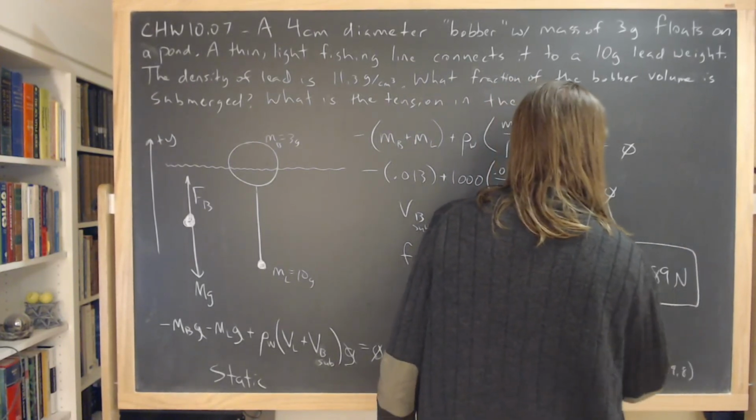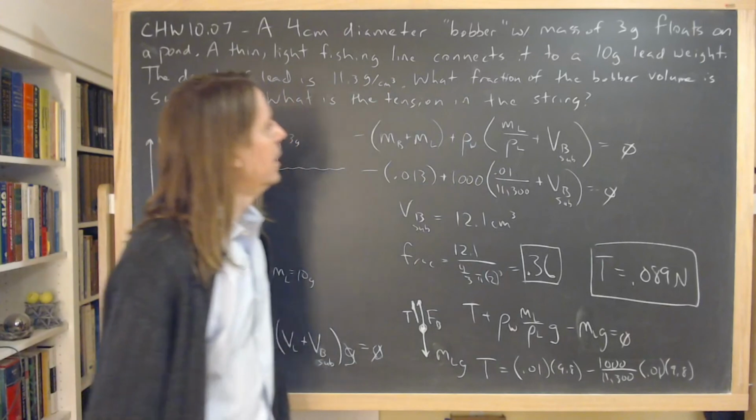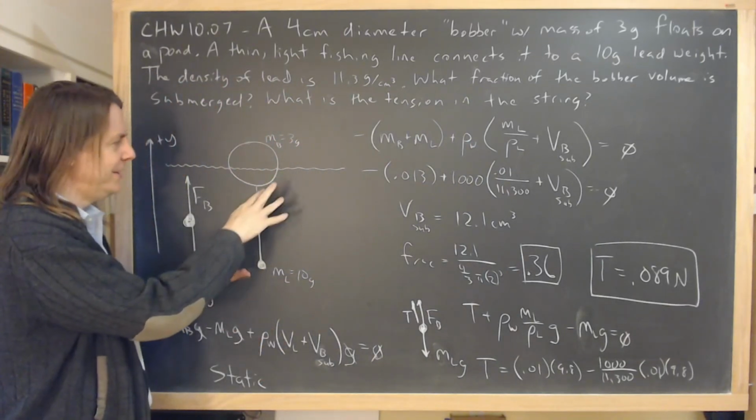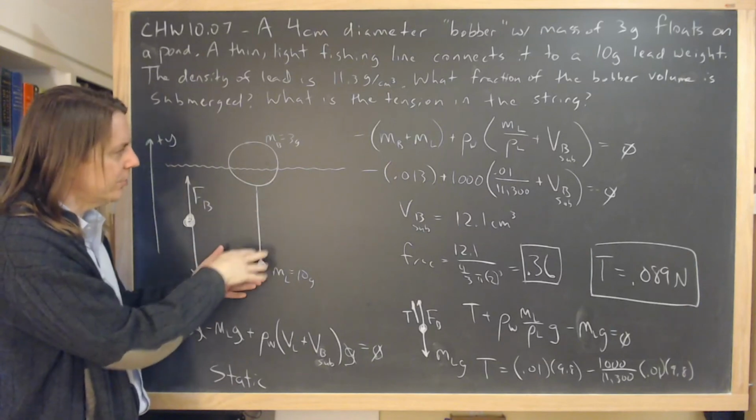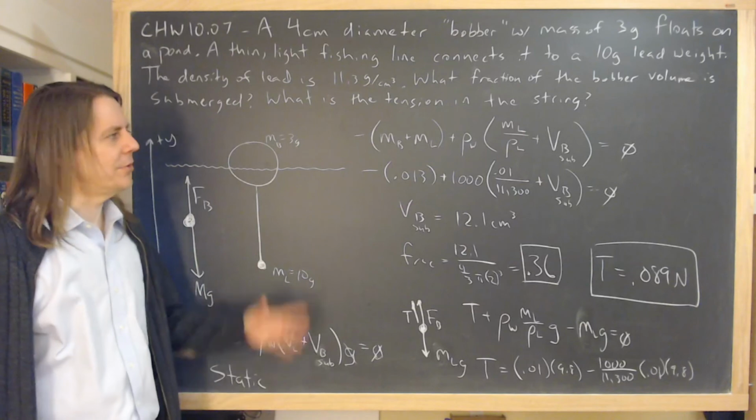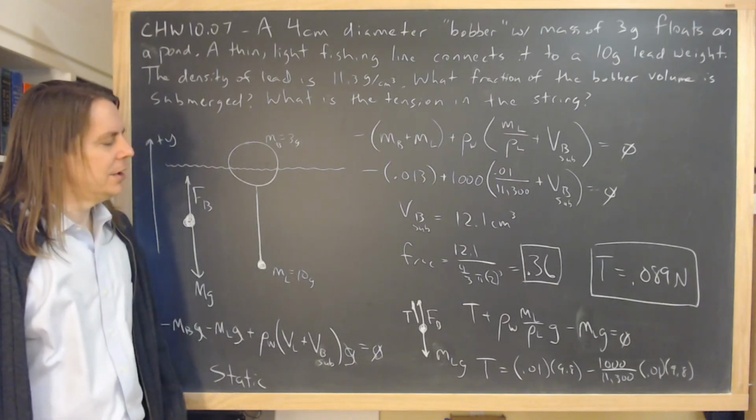So this was a buoyant force problem with a complex object. Multiple parts, multiple densities, some things in water, some things floating on water, some tension, lots of stuff to think about. So that's sort of a complicated buoyant force problem.